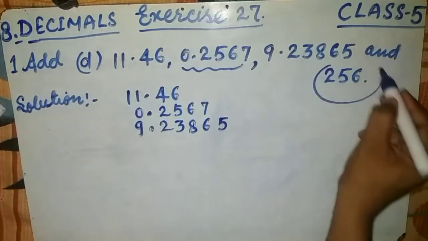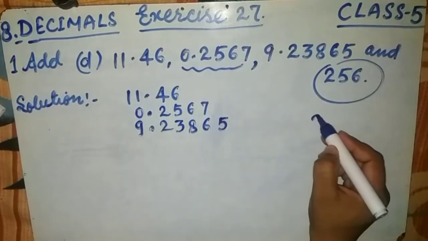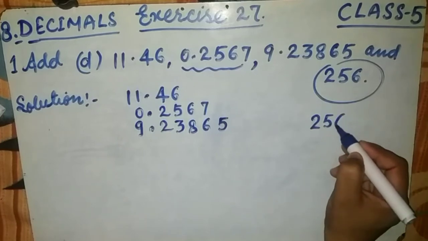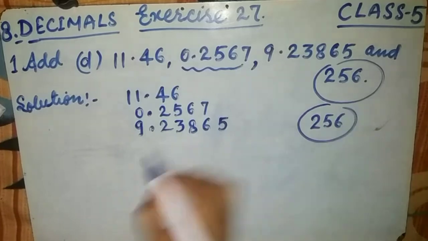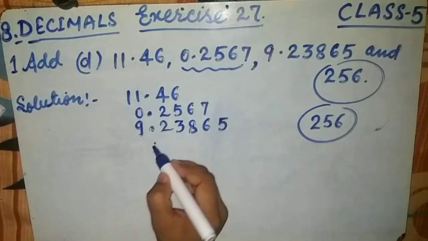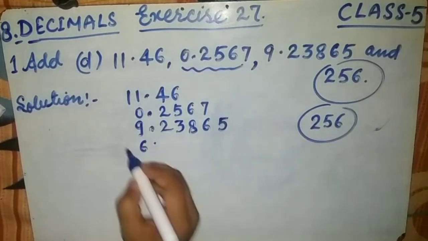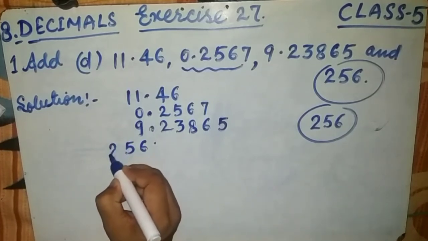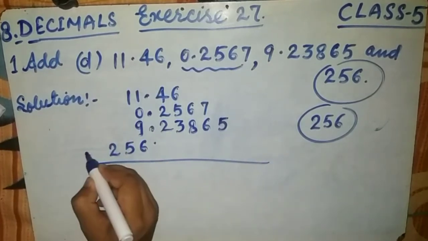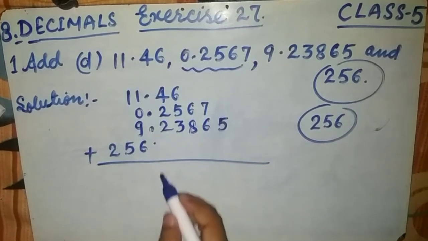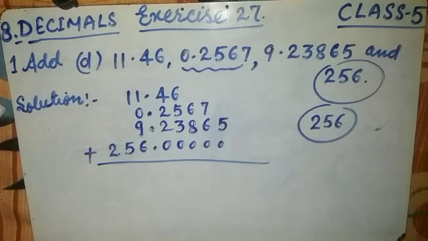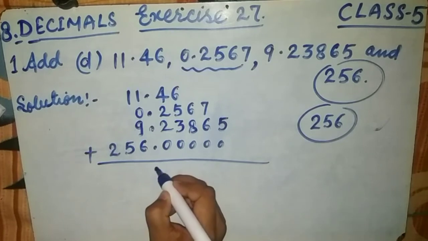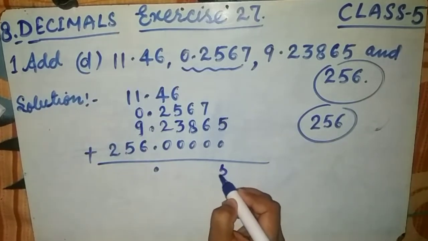Now for 256, it could be written as 256 only, or with zeros after the decimal point, 256.000, whatever. It is a pure whole number. So the decimal point is here, and now we have to add. This could be written with one, two, three, four or five zeros, it doesn't matter, the value cannot be changed. Here write the decimal point. Now this 5 is as it is.